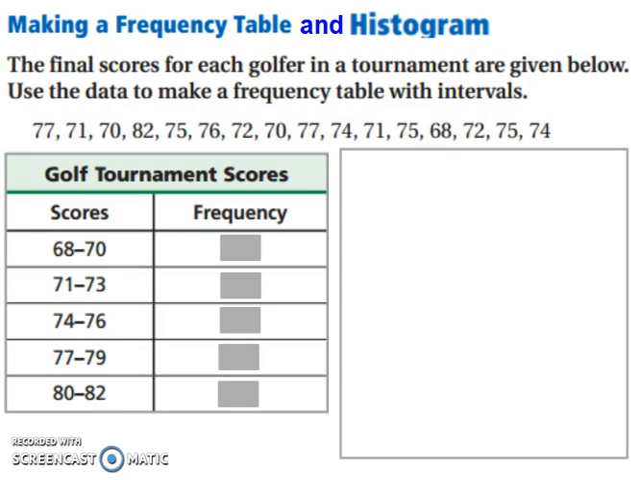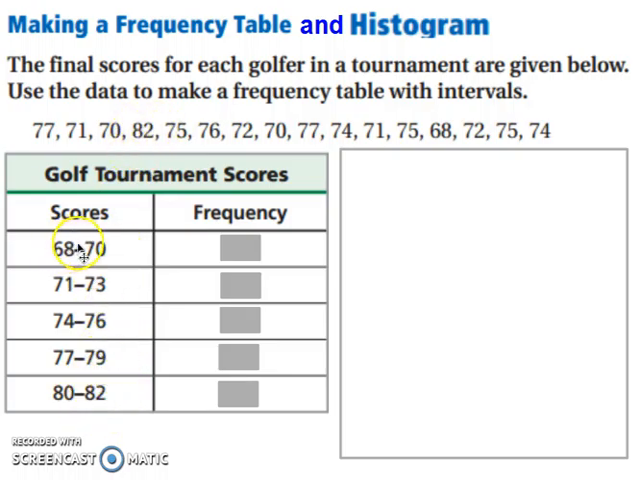Alright, so now let's look at making a frequency table and histogram. The final scores for each golfer in a tournament are given below. So we're going to use this data to make a frequency table with intervals. Then we're going to make a histogram of that data. So, step 1 is to look for your smallest and largest value, so your least and greatest values. So your smallest value is 68, and your greatest value is 82.